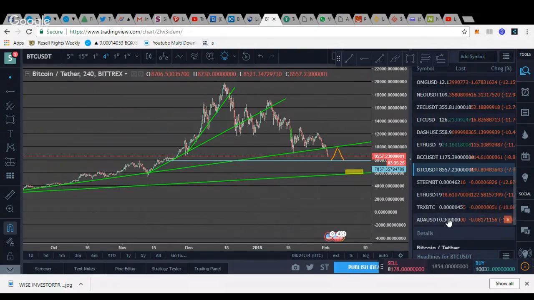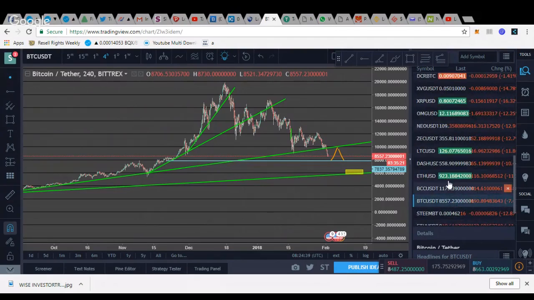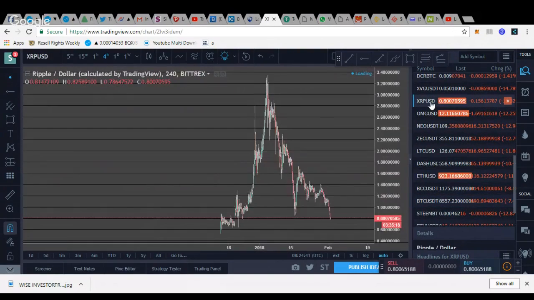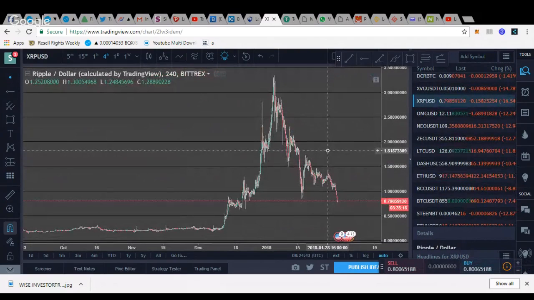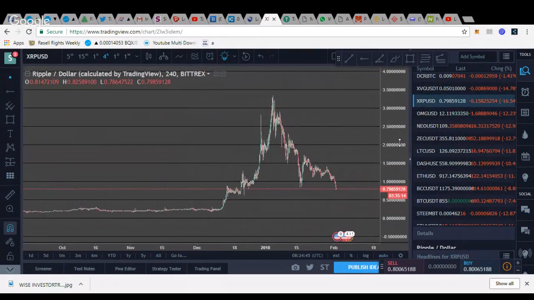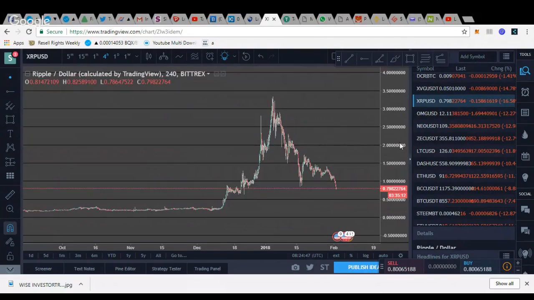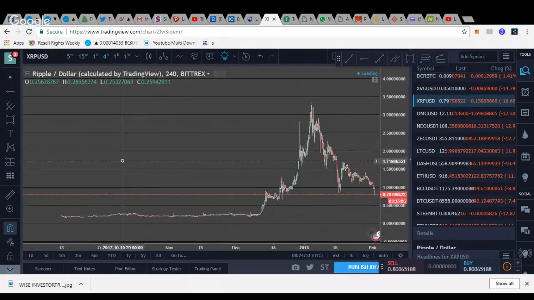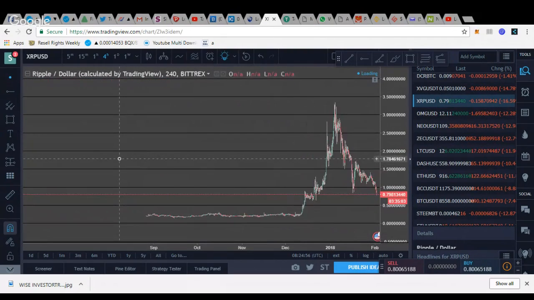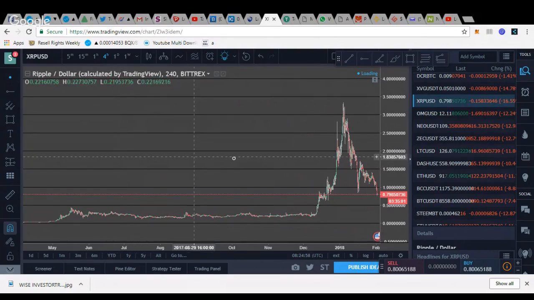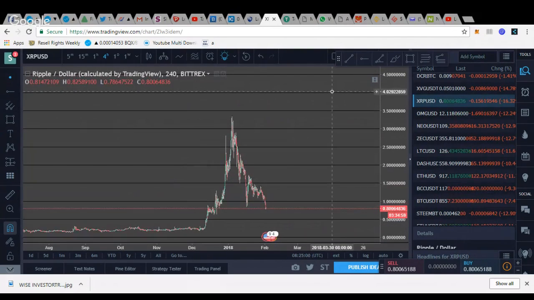Ripple has been one of my, I'd say, baby coins. It was actually my first cryptocurrency that I bought. I made a huge profit, I think that was in March to May this year. And you can see it's repeating. It repeated the same parabolic move that was in December.